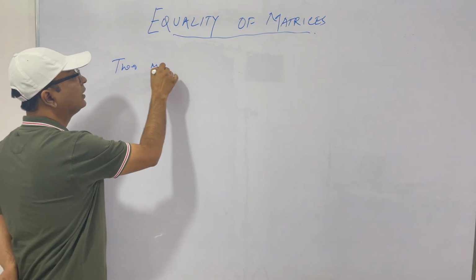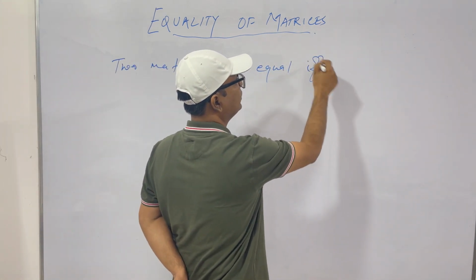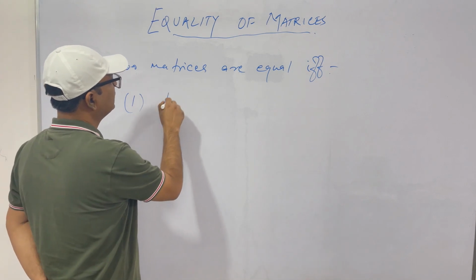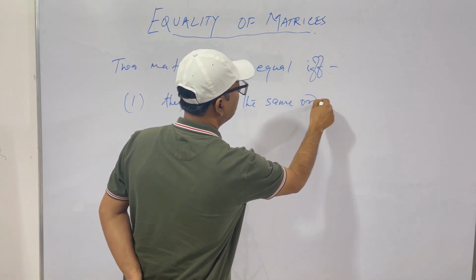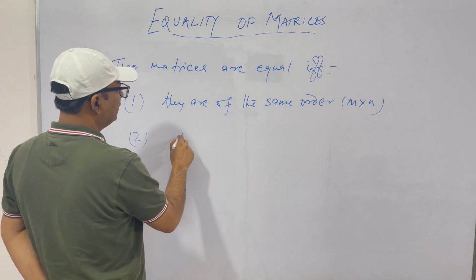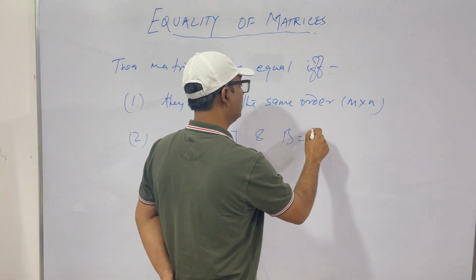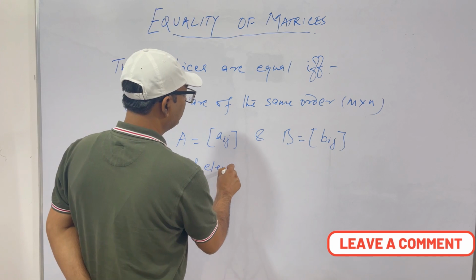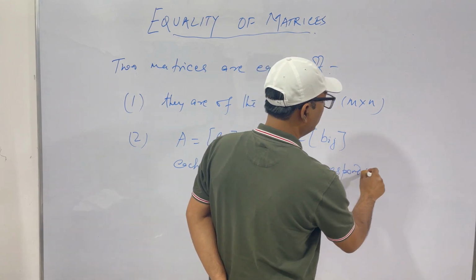Two matrices are equal if and only if, we denote it like this, first, they are of the same size, that is, they are of the same order, and that is, let's say, both are of m cross n order. And second, if A is denoted like this, aij, and B is bij, then each element of A is equal to the corresponding element of B.